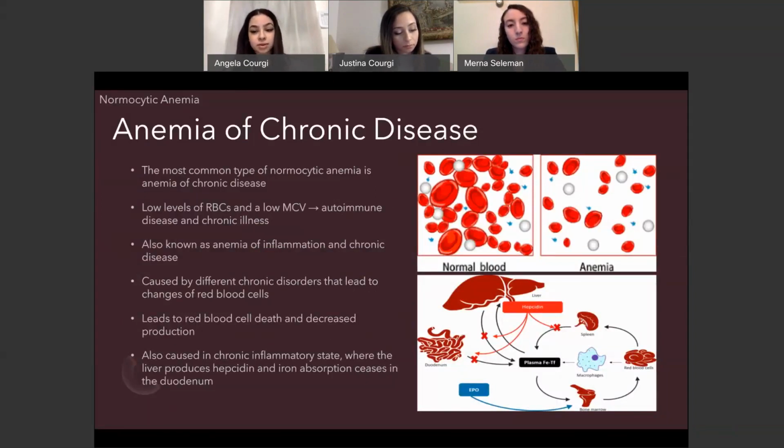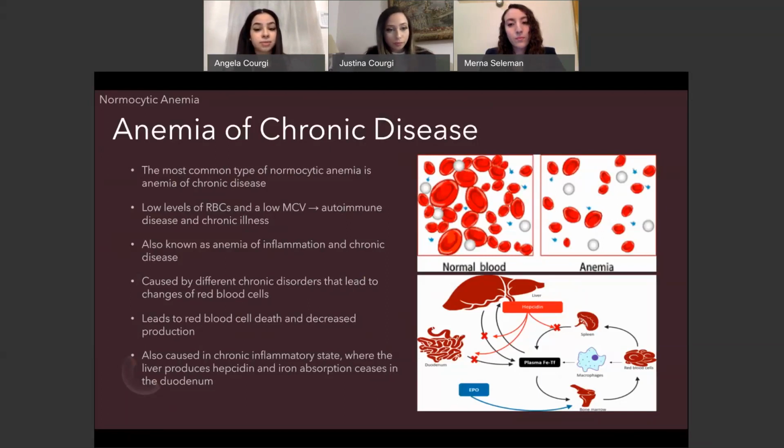Some of the chronic disorders associated with this anemia include inflammatory conditions, infections, neoplasms, and various systemic diseases. This anemia is due to changes of red blood cells that are caused by different chronic diseases. These changes will inevitably cause red blood cells to die sooner and also decrease their production.